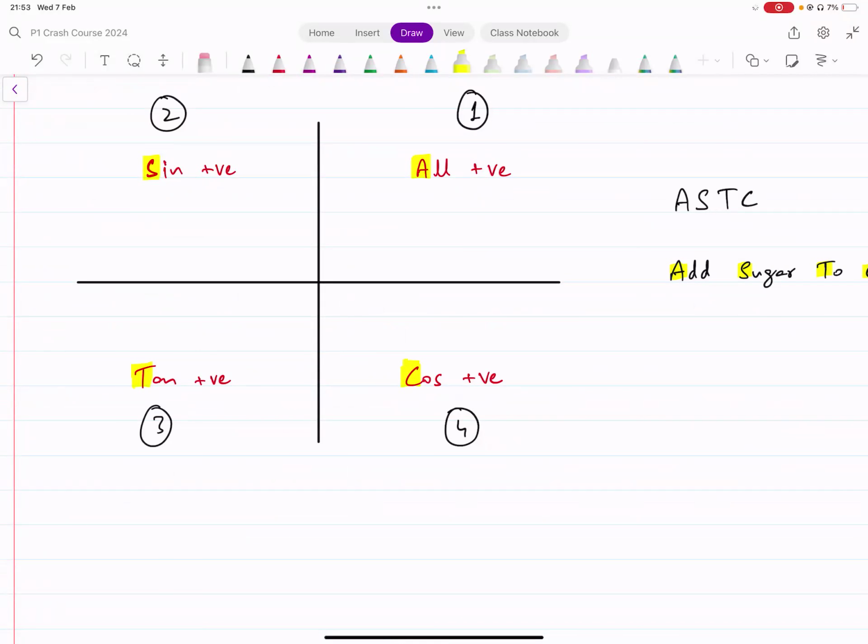If it's the first quadrant, all are positive. If it's the second quadrant, sine is positive, cos and tan are negative. If it's the third quadrant, only tan is positive. If it's the fourth quadrant, only cos is positive.